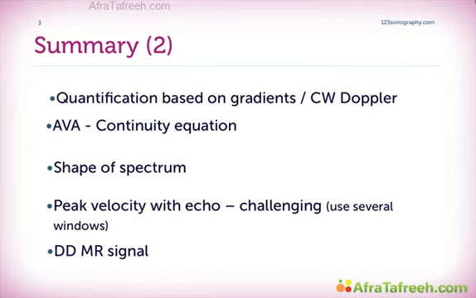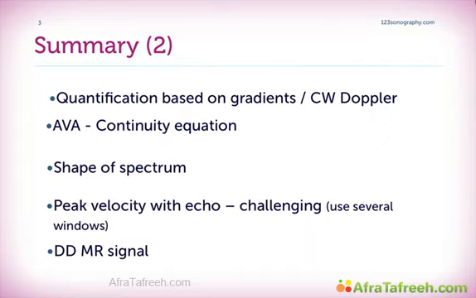Importantly, the quantification of aortic stenosis is based on the gradients in continuous wave Doppler and the calculation of the aortic valve area by the continuity equation. The shape of the spectrum of the Doppler jet can point towards severe aortic stenosis, especially if we have a late peak in systole. And it is extremely important to remember that we have to look for the peak velocity with echo. This can sometimes be challenging, and it's important to use several windows to really get the peak maximum velocity that we need to calculate the gradients and the aortic valve area.